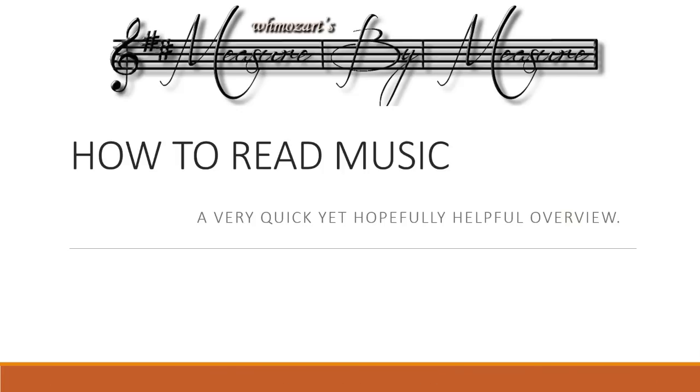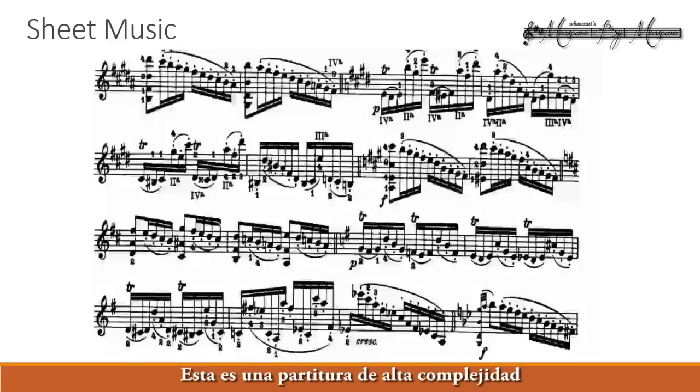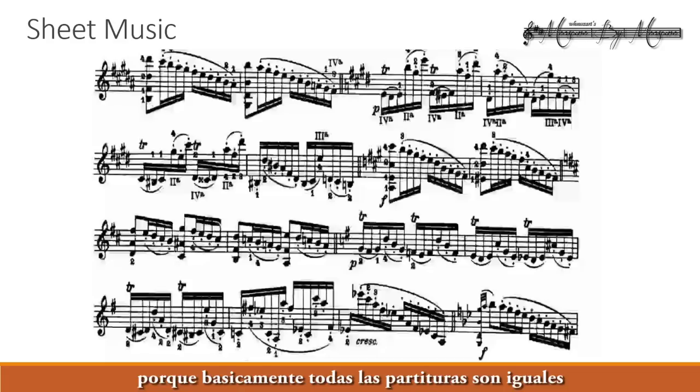So let's begin. Let me show you an example of music sheet right here. This is a highly complicated music sheet. And even if I see this, I get scared. But I do understand everything in it because all music sheet is essentially the same.